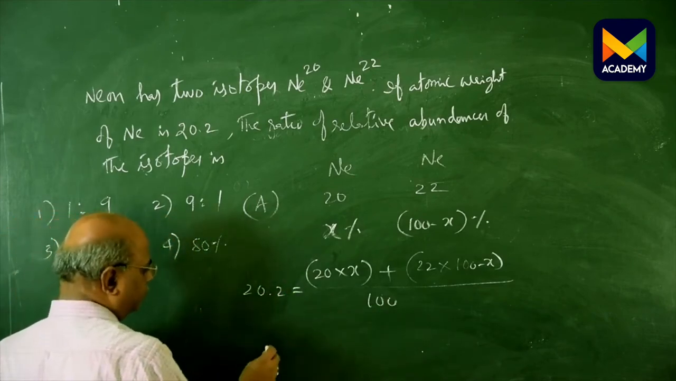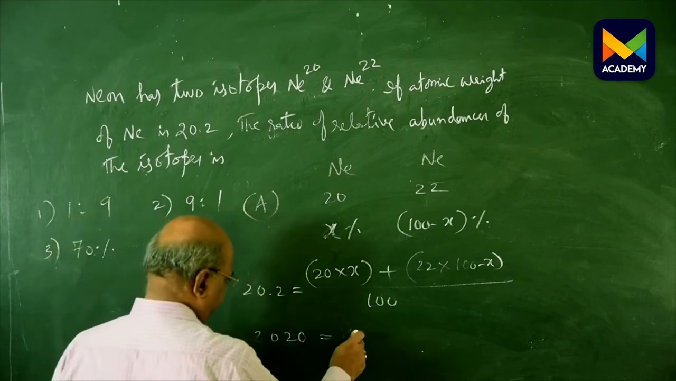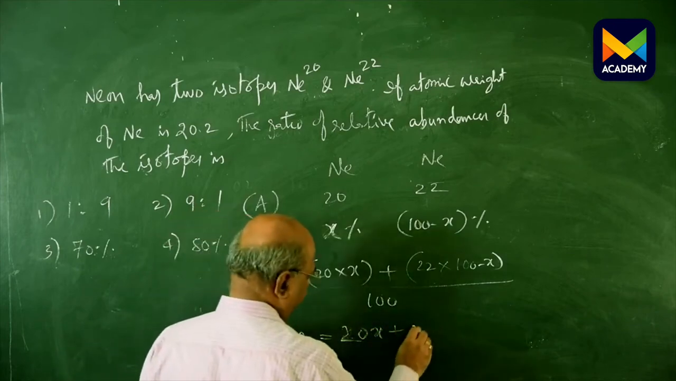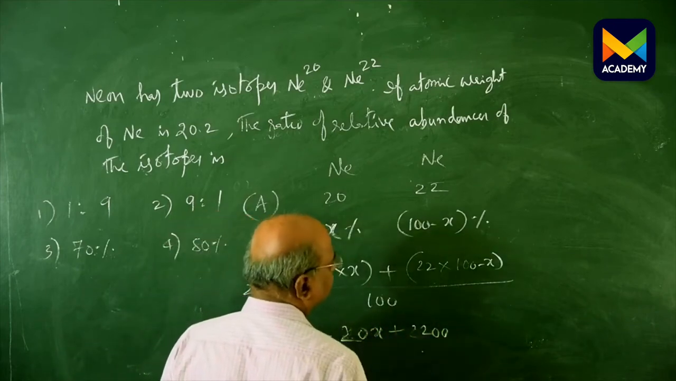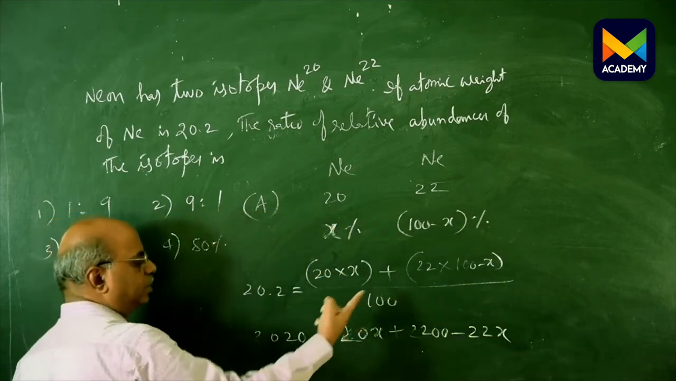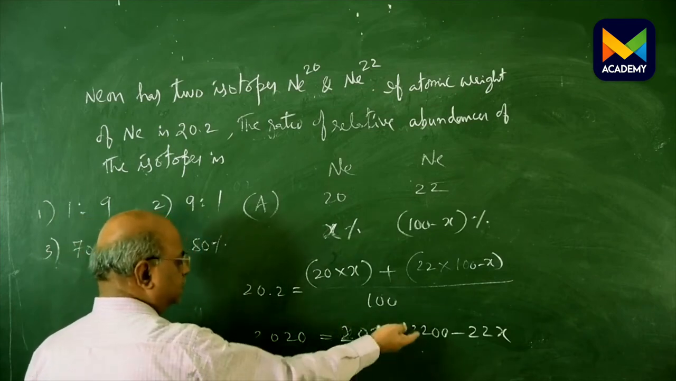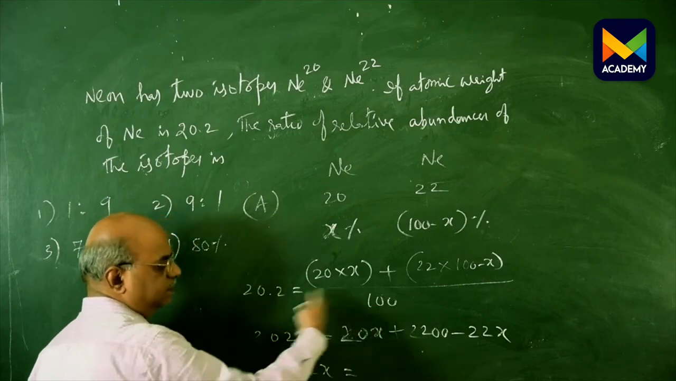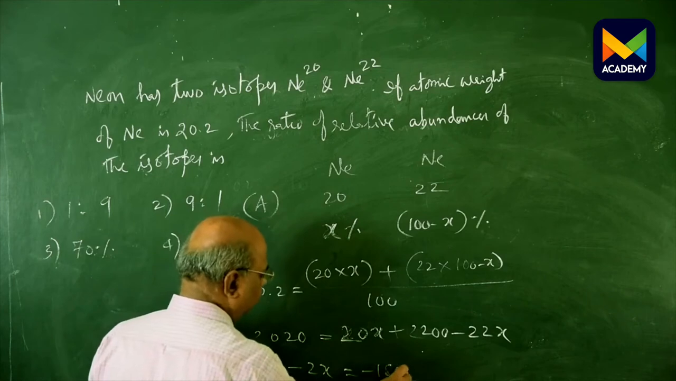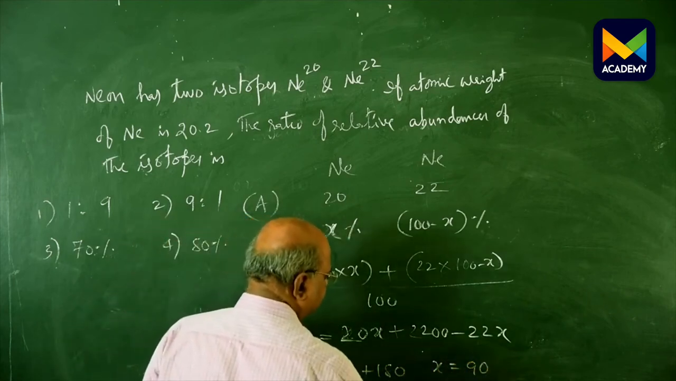So 20.2 into 100 becomes 2020, equal to 20x plus 2200 minus 22x. Minus 22x plus 20x, so the difference becomes minus 2x. This side becomes minus 2200 plus 2020, so it is minus 180. So minus minus get cancelled, x becomes equal to 90.